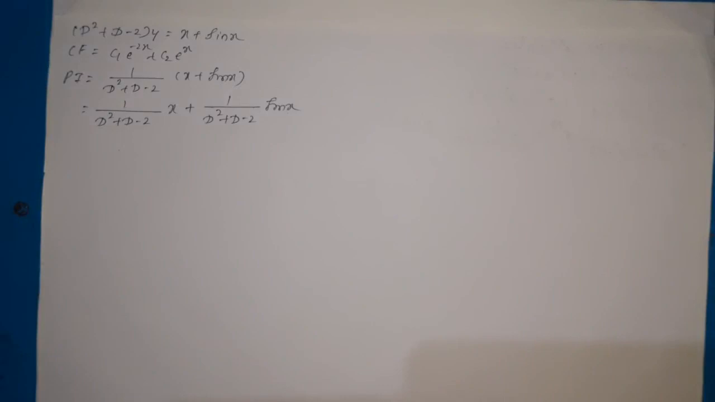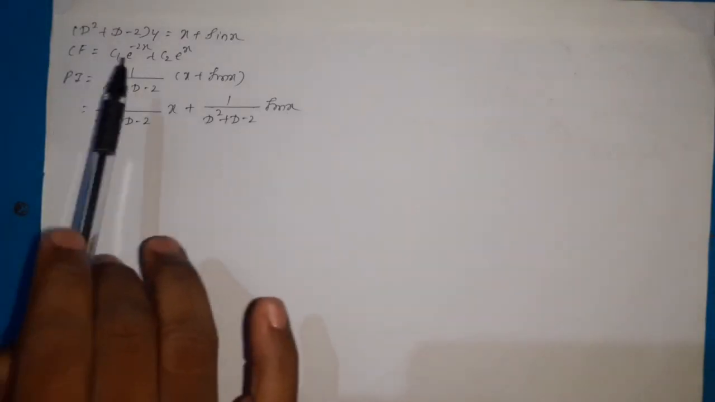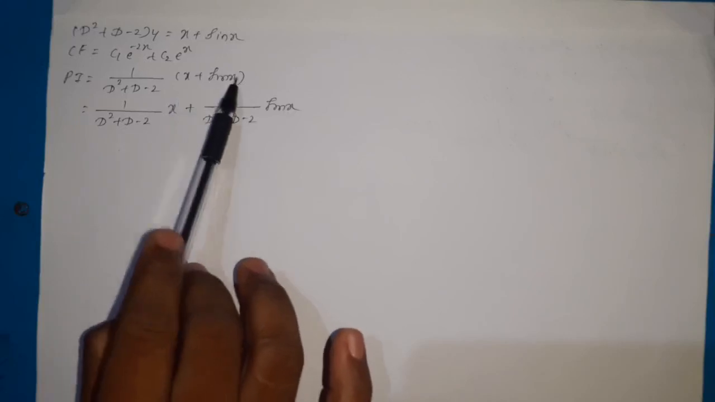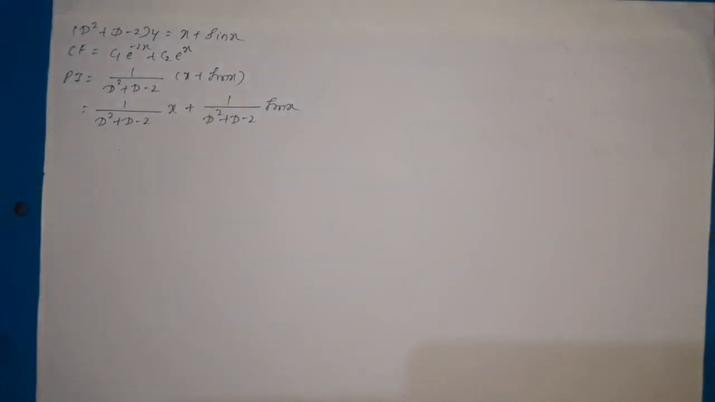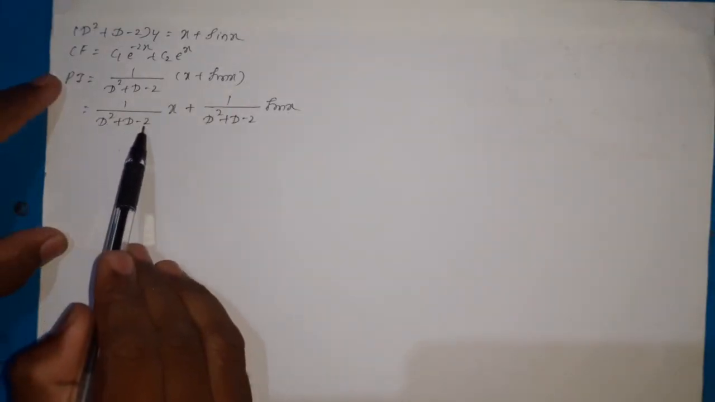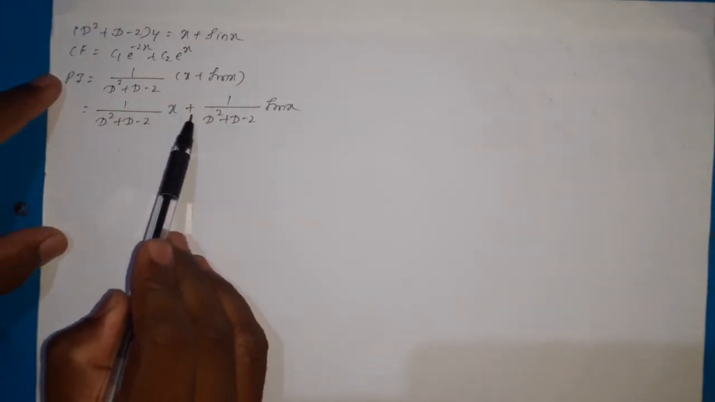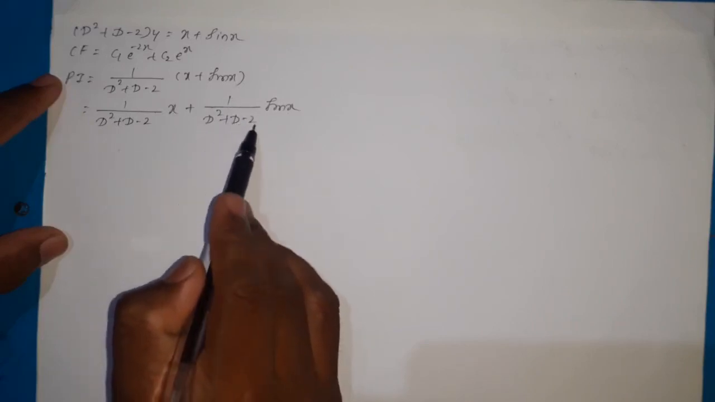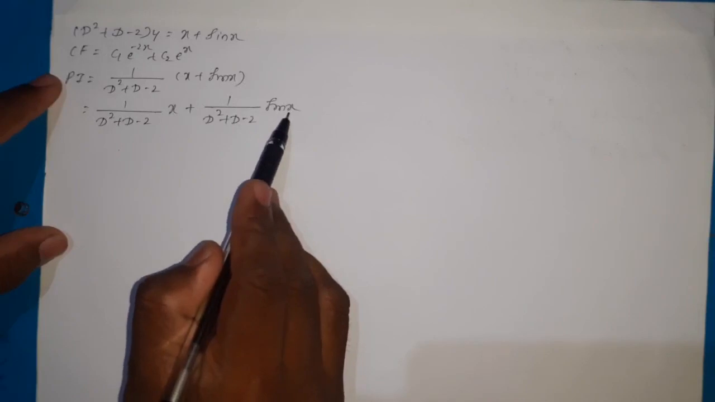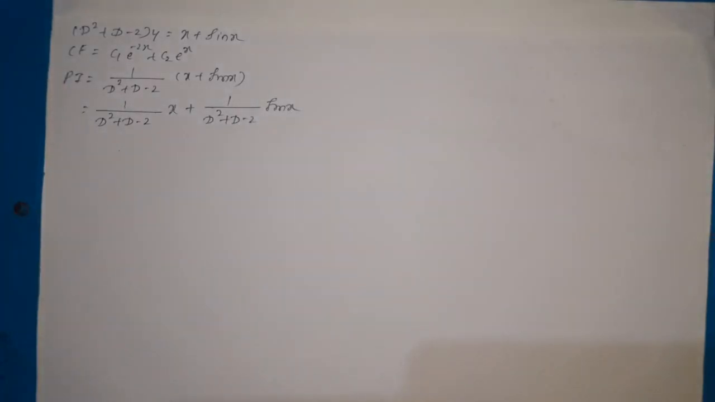So now for the first one, first write the f of d and the function as it is, then next separate the function. So here 1 divided by d square plus d minus 2 into x plus 1 divided by d square plus d minus 2 sin x. Then in the first part the function is x and in the second part it is sin x.